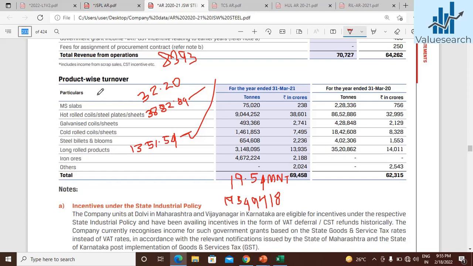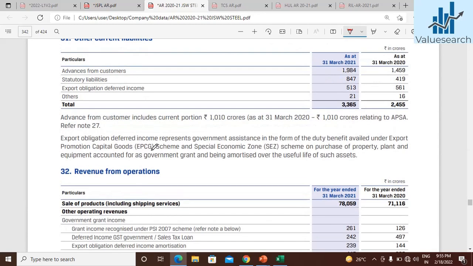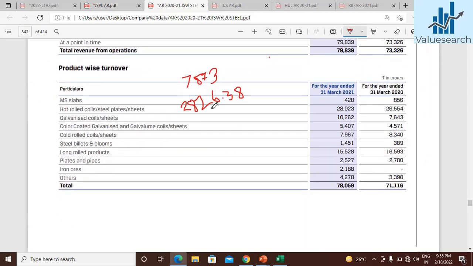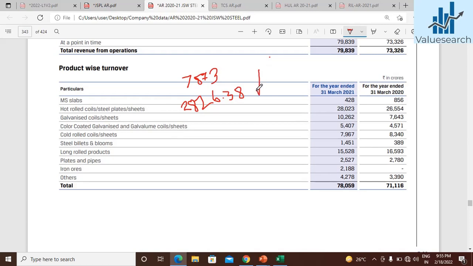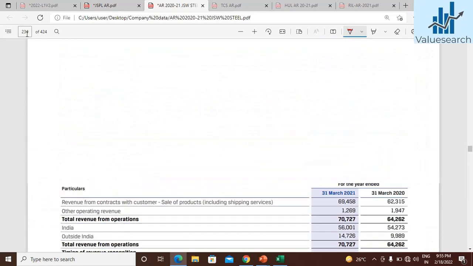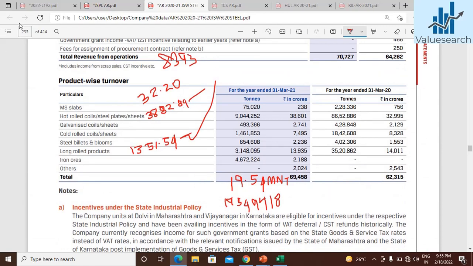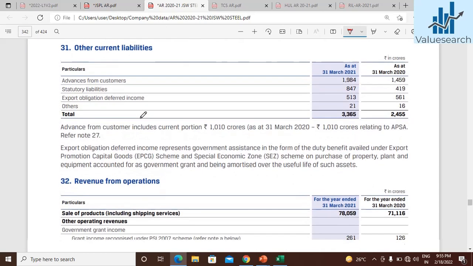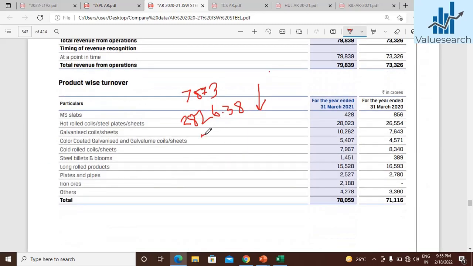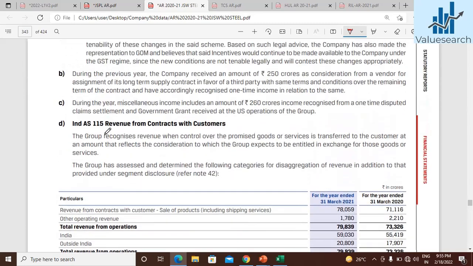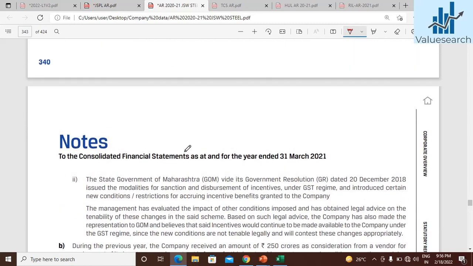And if you look at company's console numbers, it is just this much, which is far less than the previous amount of 3882. That was on standalone basis, and this is in console basis. You can see this is in console basis to the consolidated financial statements.